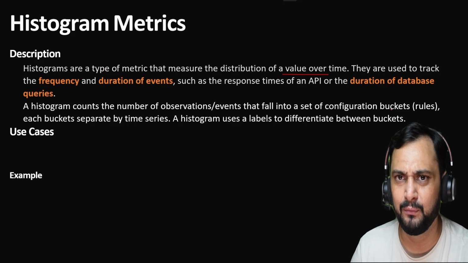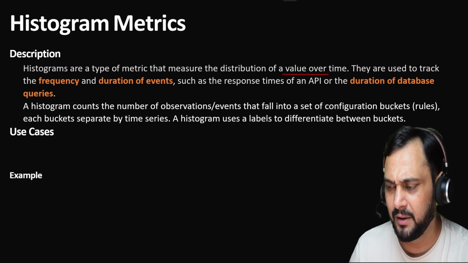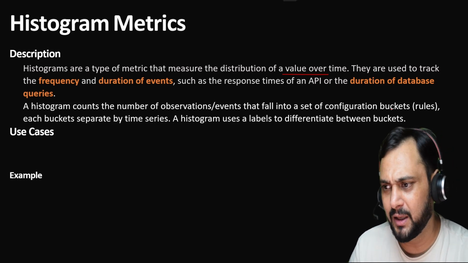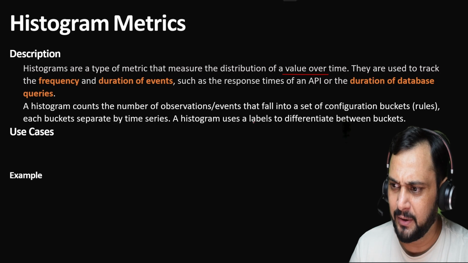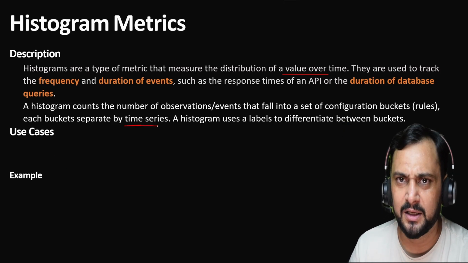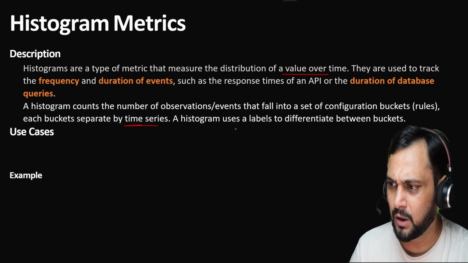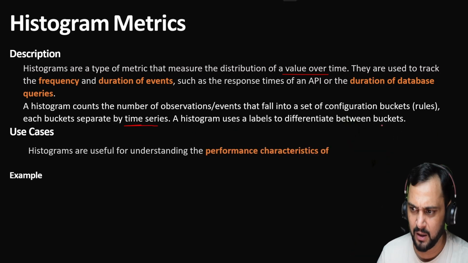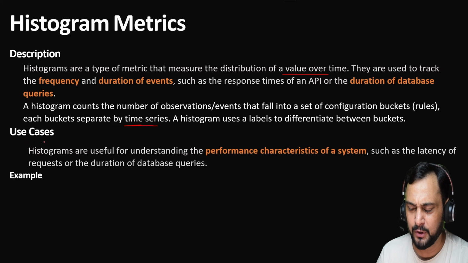A histogram counts the number of observations or events that fall into a set of configured buckets. Or you can say that we can create a rule, and whichever bucket a value falls into, we get the value. Each bucket is separated by a time series. In this period of time it takes this much time. A histogram uses a label to differentiate between the buckets. Let's take an example of the use case.